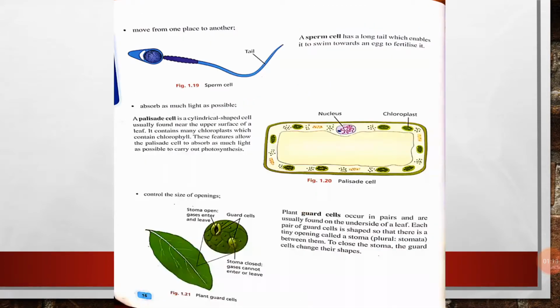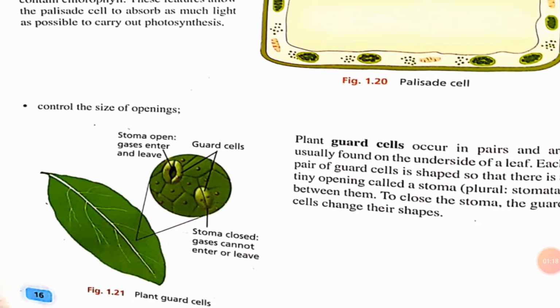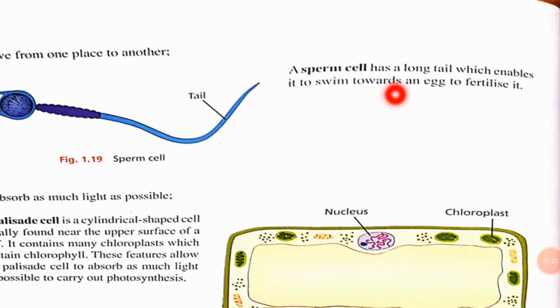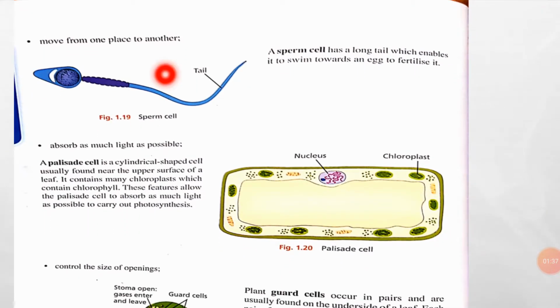Today we are going to learn about the next cells that are given on page number 16. The next cell is the sperm cell. Basically, the function of the sperm cell is in fertilization, and it has a long tail which enables it to swim towards an egg to fertilize it. It moves from one place to another. As you can see, the long tail is present here, and that allows it to swim towards an egg.